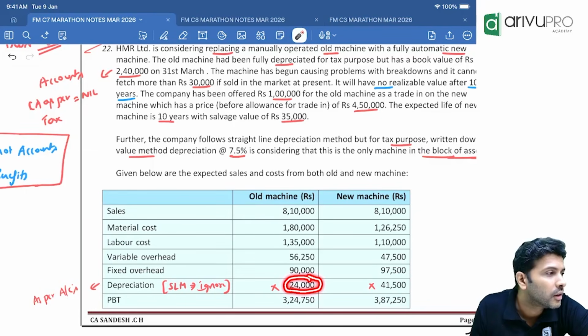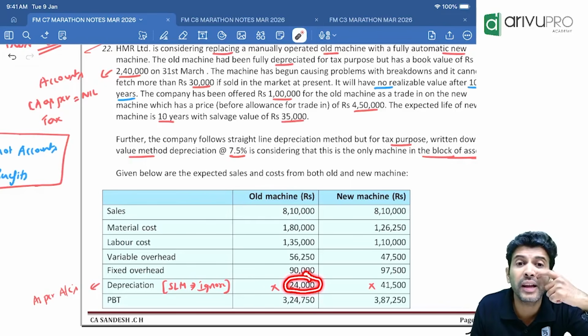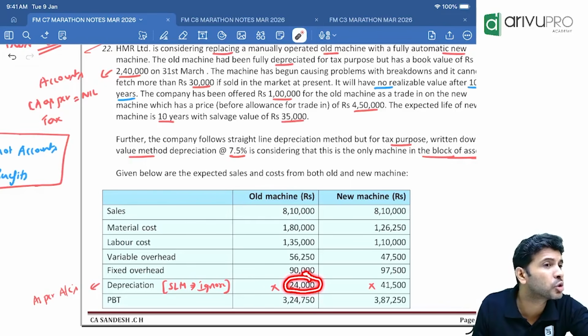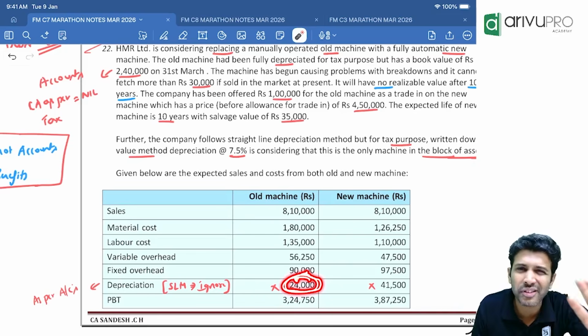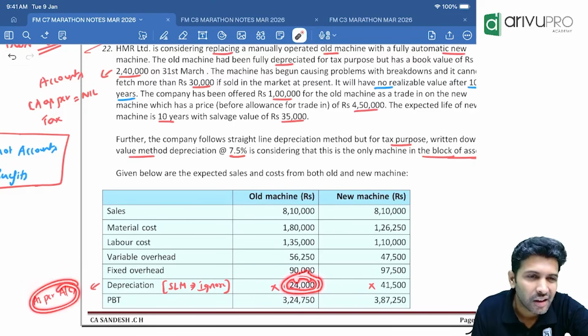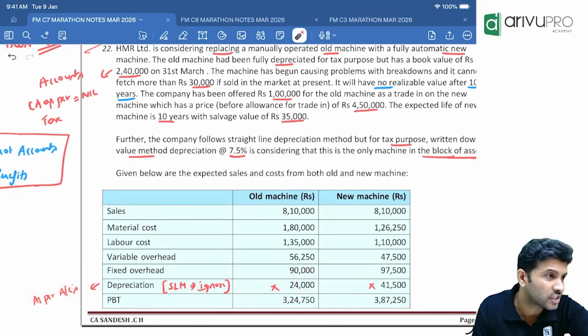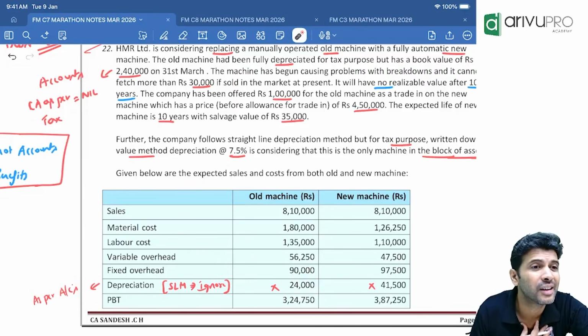Why? Sir, the old asset is fully depreciated. They clearly told us it is fully depreciated. That means depreciation should be 0. Here they gave 24. This is not depreciation as per tax. This is as per accounts. I don't need depreciation as per accounts. I need depreciation as per tax.